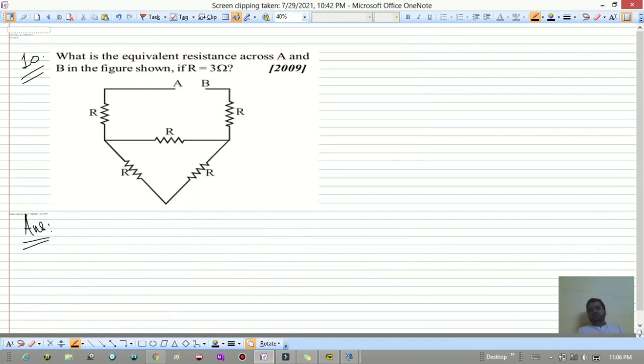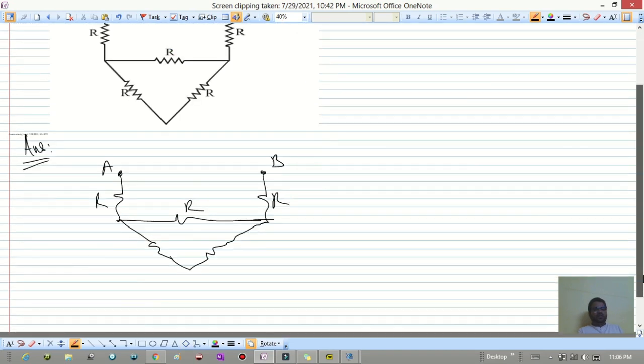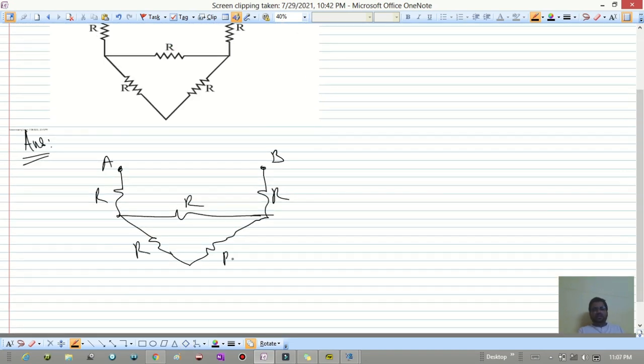Now the next question, and this is the last question we have, the 10th question. What is the equivalent resistance across A and B in the figure shown? R is equal to 3 ohm, given. Okay. So as you can see, this is point A, this is point B. From A we have resistance R, then this is resistance R, again this is resistance R, and we have a triangle-like structure like this, and this is again R and R.